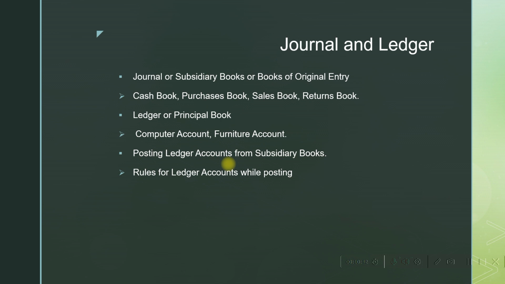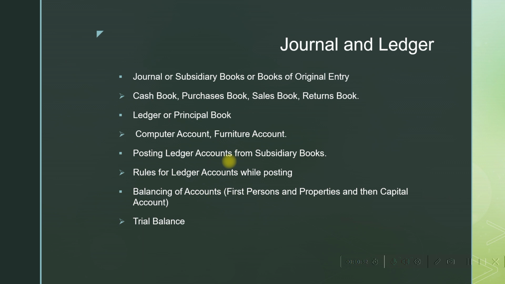Next, what we do is we see, after posting is done, the accounts are to be balanced. So while balancing, if we find out that the difference in two sides is certain, it so happens that the debit side is greater than credit side, it becomes debit balance. And if it is vice versa, credit side becomes greater than debit side, it becomes credit balance.